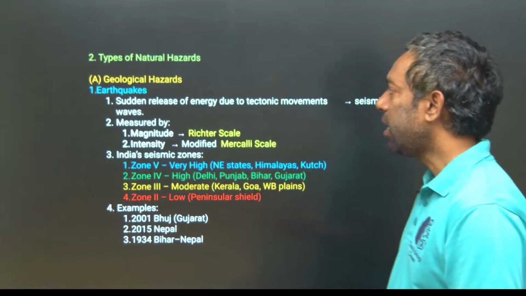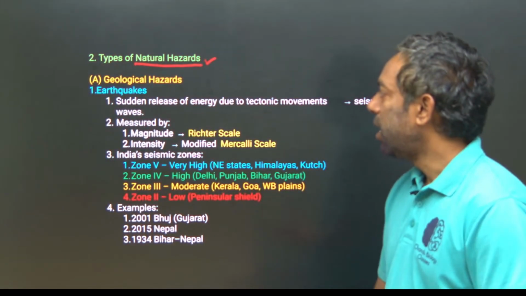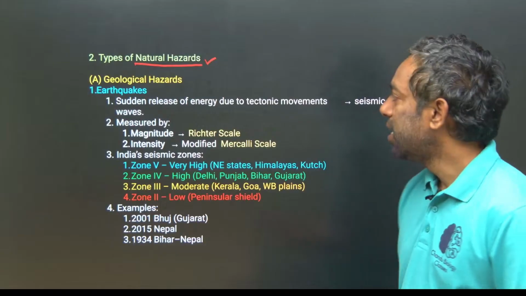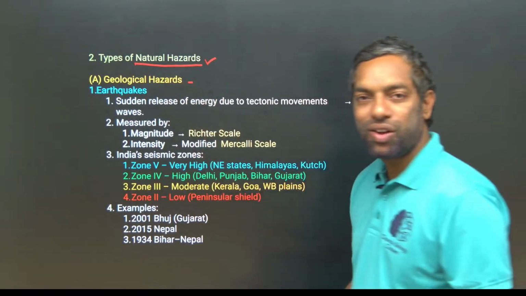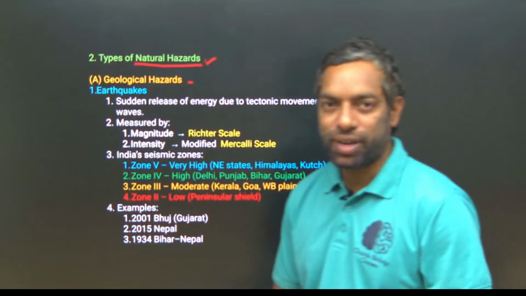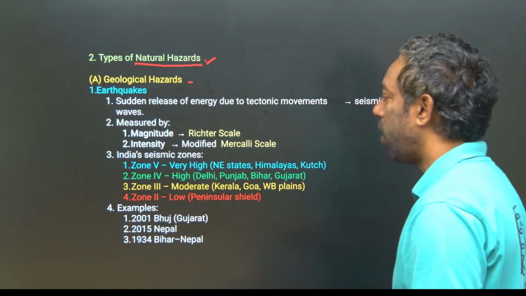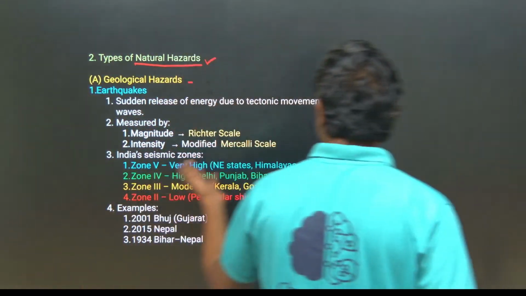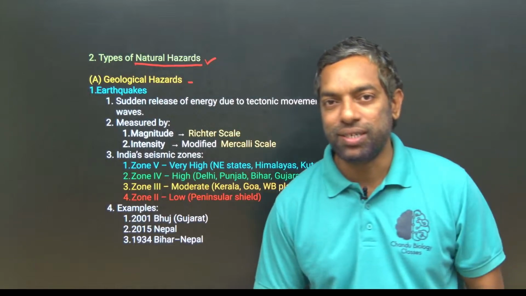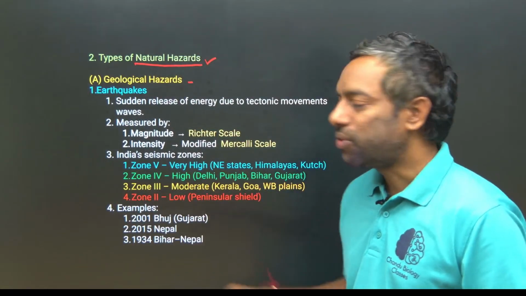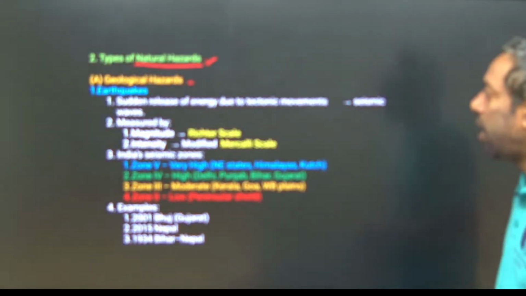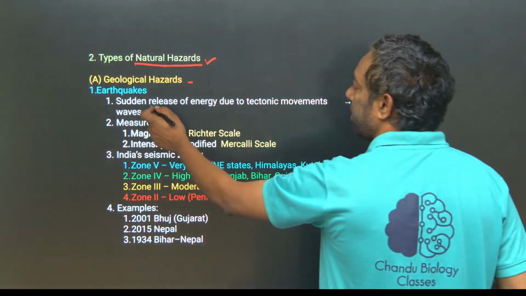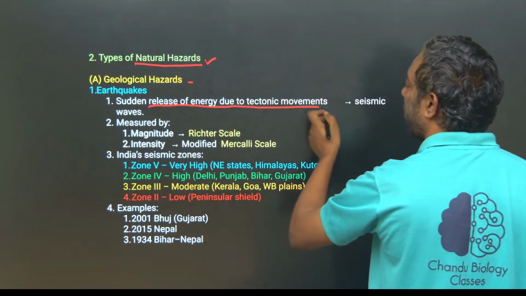Now, coming to the types of natural hazards, one type is the geological hazard, and earthquake is one of them. What is an earthquake? This is a question, guys; previous year questions came from this topic, and plenty of questions in a number of exams came from this area. An earthquake is a sudden release of energy due to tectonic movement.